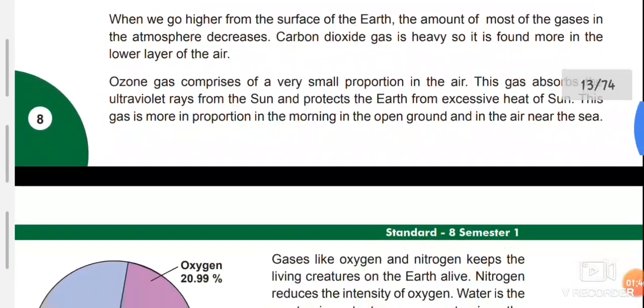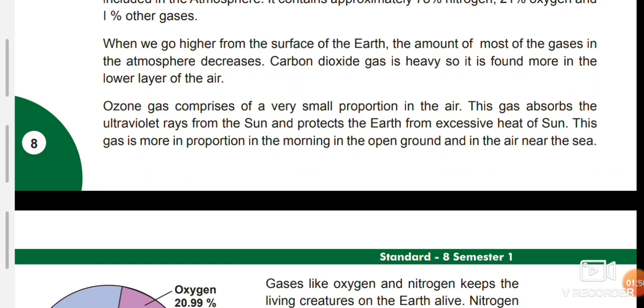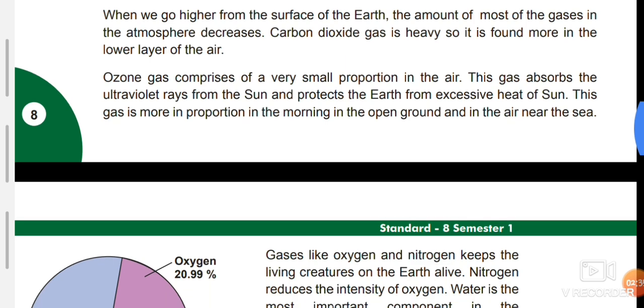Ozone gas comprises a very small portion of the air. The gas absorbs the ultraviolet rays from the sun and protects the earth from the excessive heat of the sun. This gas is more in portion in the morning in the open ground and in the air near the sea. Now here we have learned about ozone gas. It is a small proportion of air. This gas absorbs ultraviolet rays of the sun. Which rays does it absorb? Ultraviolet, that is, the harmful rays, and it protects us and our earth from them. Where is ozone gas mostly available? In the morning time and near sea areas.